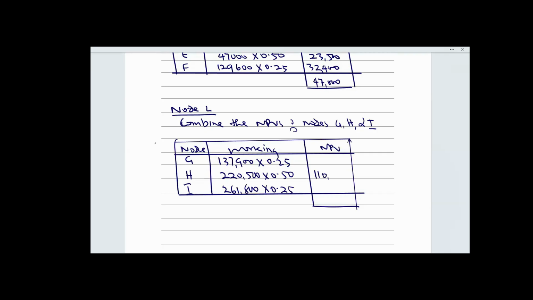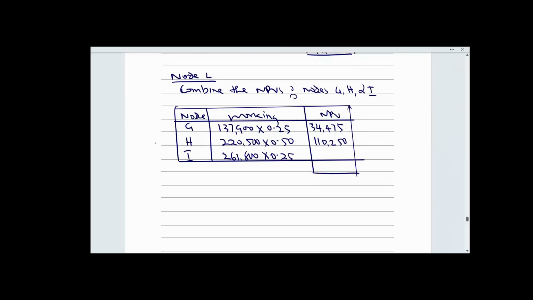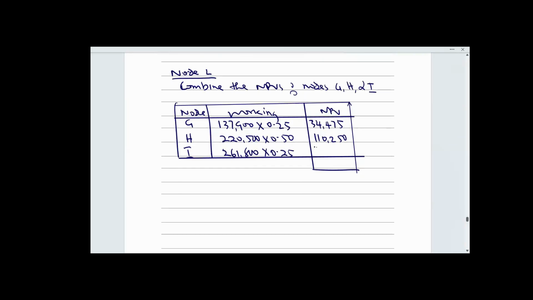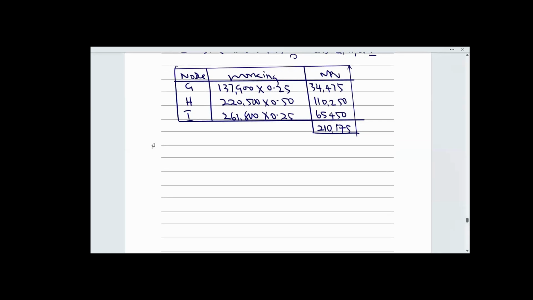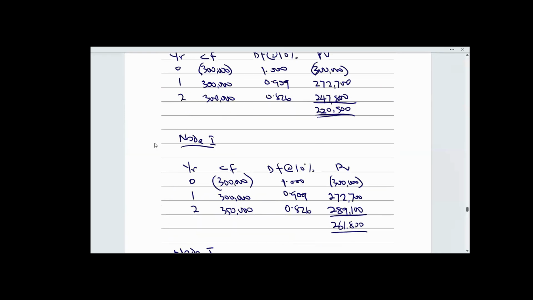There is 110,250... 34,475, and 65,450. Add it up: 210,175. So we have 210,175. Go back to our diagram.